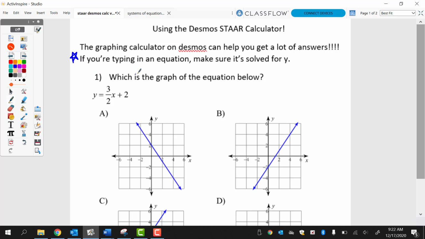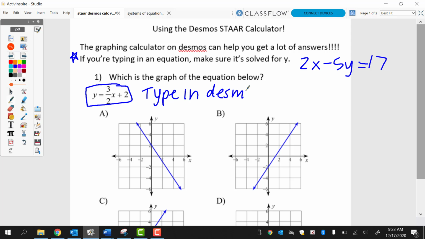So on number 1, it says, which is the graph of the equation below? Well, this one's already solved for y, so that's helpful. But sometimes our equations look like 2x minus 5y equals 17, okay? So you would have to solve this for y before you can just type it in. You need to make it look like how this looks. Now in this one, we're just going to type this in Desmos.